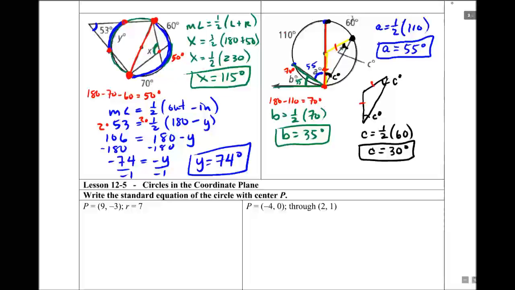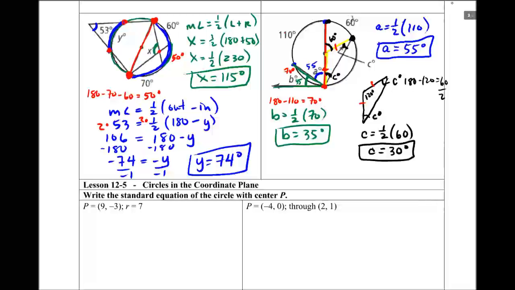Now, another way to look at this one would have been to look at, we have a central angle there, which is congruent to its intercepted arc, would be 60, and we have a linear pair. That would make this 120, which means 180 minus 120 is 60. Divide that by 2, and I'm going to get my 30 degrees again.